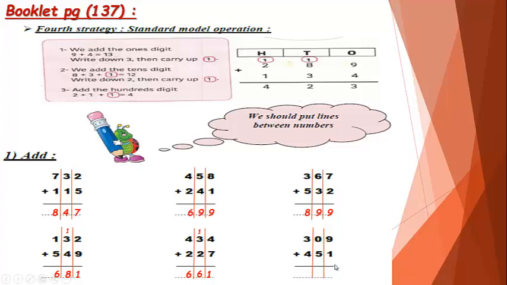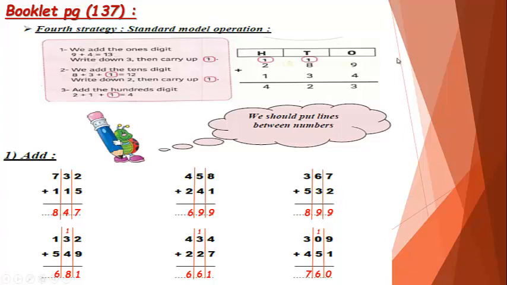9 plus 1 equals 10. Write only 0 and carry up 1. 1 plus 0 equals 1. 1 plus 5 equals 6. 3 plus 4 equals 7. So the final answer is 760. This is about addition, and this is the standard strategy for adding any 2 large numbers.